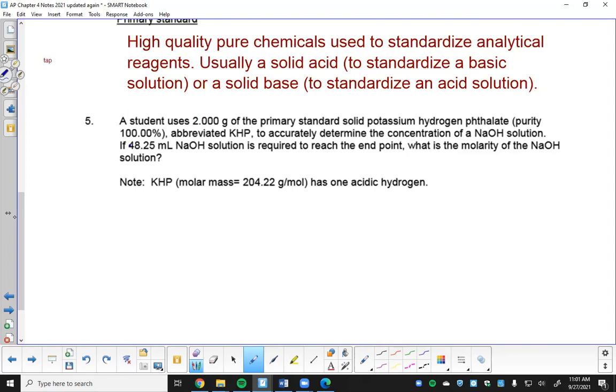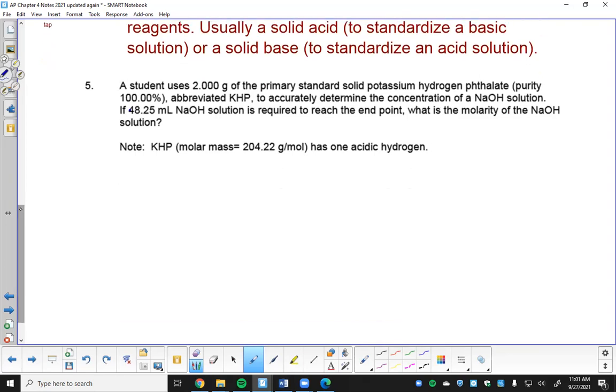So let's start out with the formula for KHP, which I don't know off the top of my head. I know there's potassium and there's hydrogen. There's a bunch of carbons, 8 of them. 4 hydrogens and 4 oxygens.